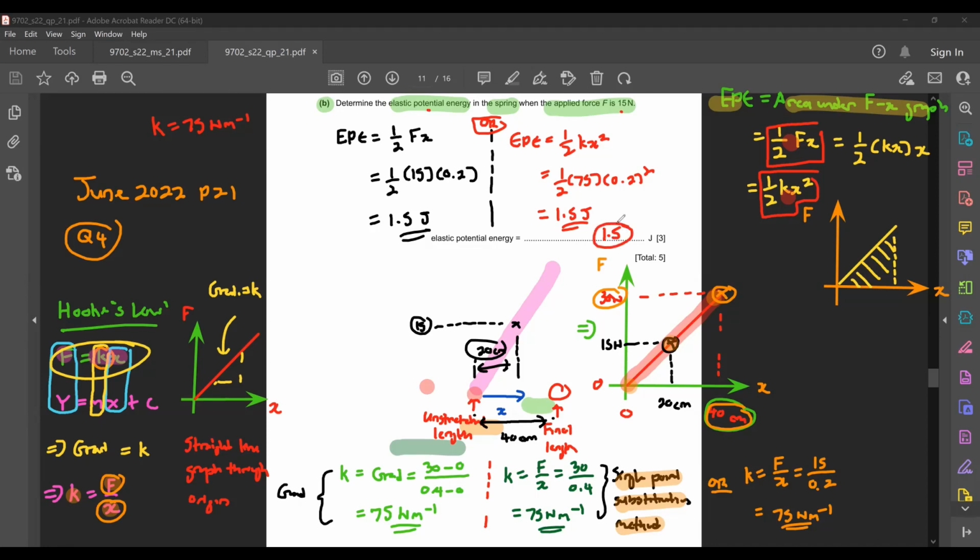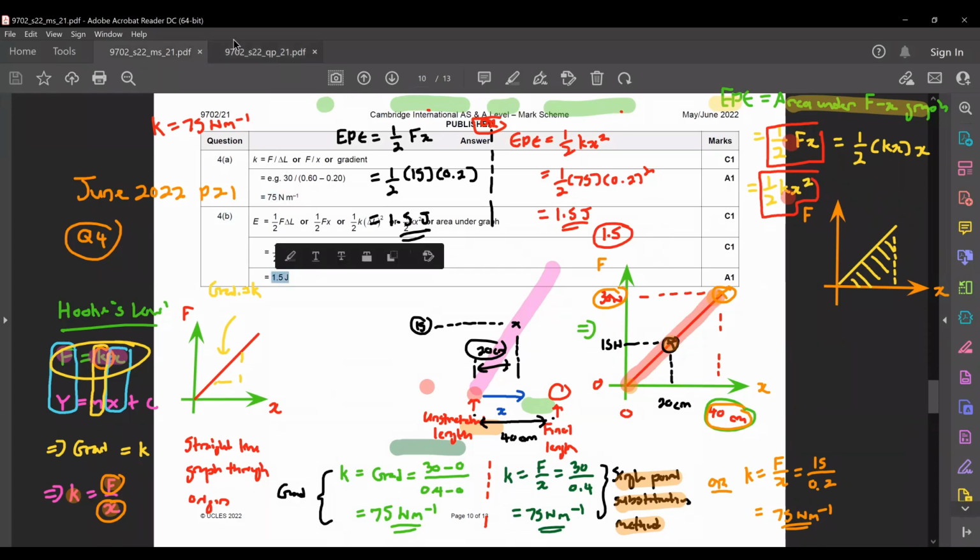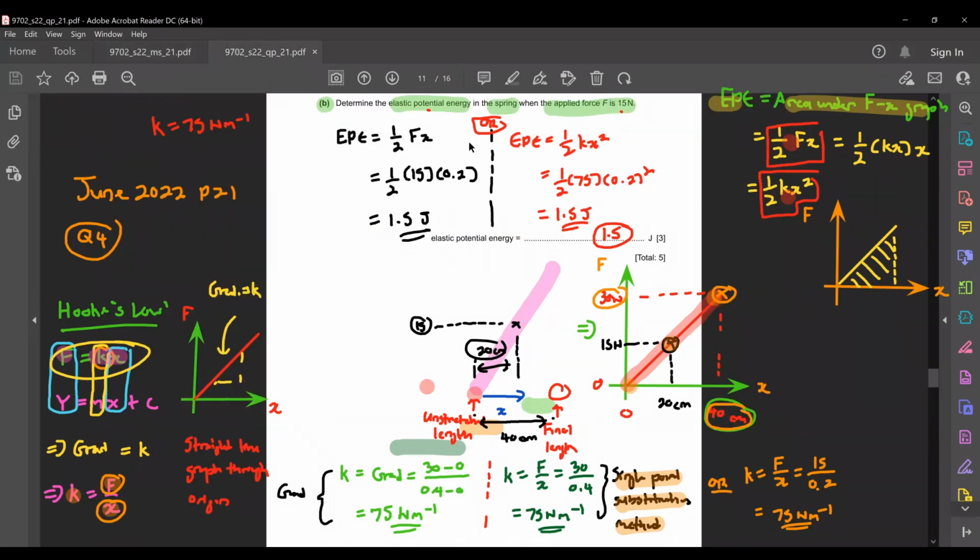All right. So let's check the answer on the marking scheme. Yes, it is 1.5 joules. Okay. So let's move on to the next question.